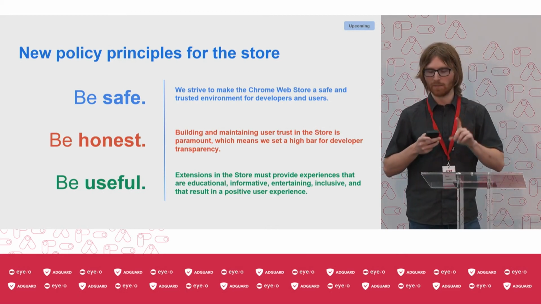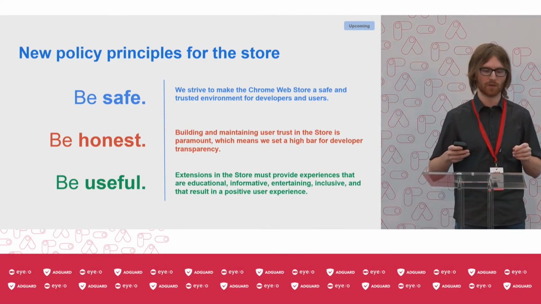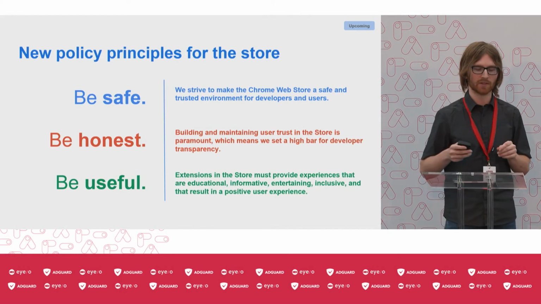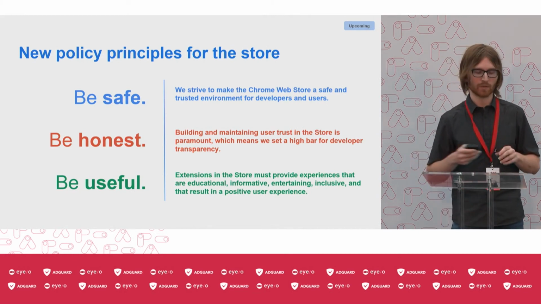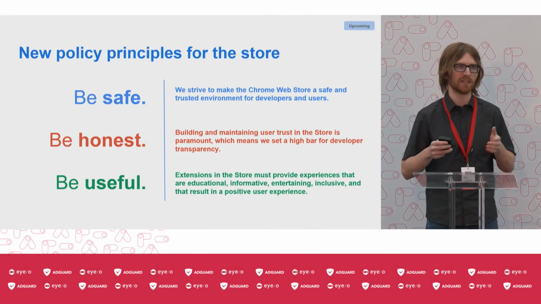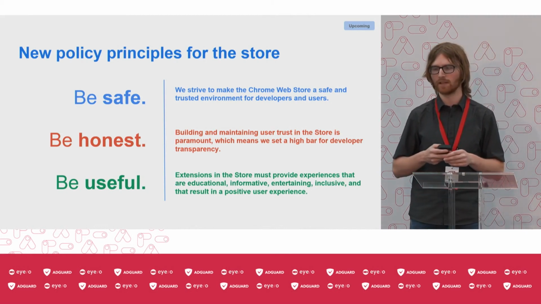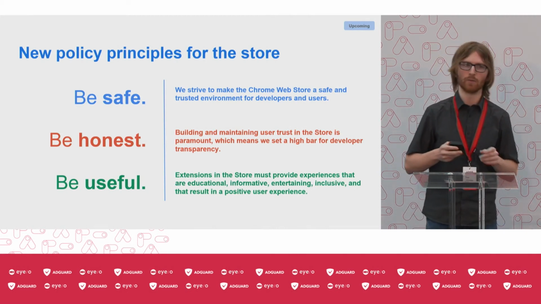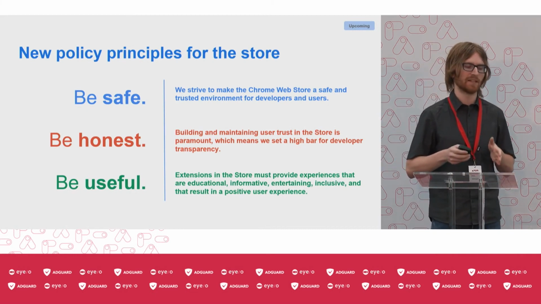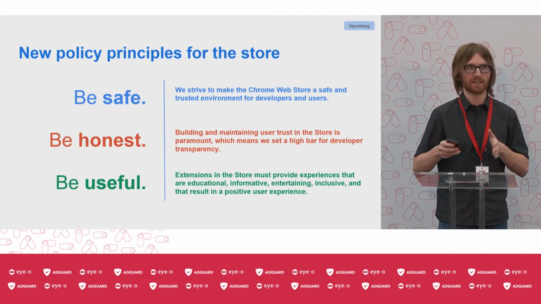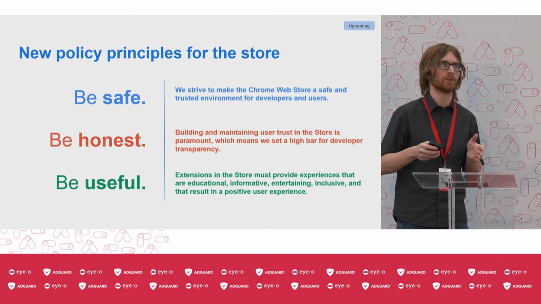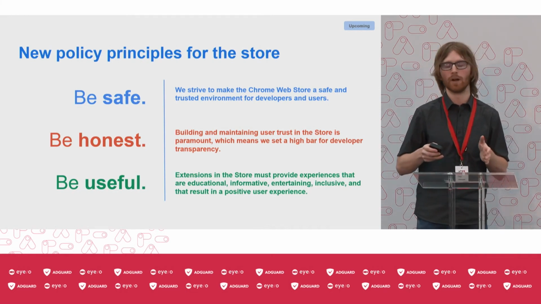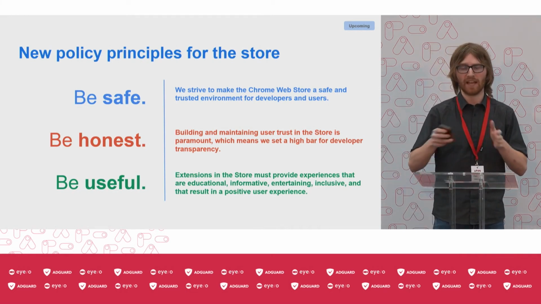The first is be safe. So we want to make sure the store is safe for both end users and developers. So for instance, we may take down extensions which use data improperly or are otherwise risky. Be honest, so we have a responsibility to maintain user trust. So for instance, we may take down extensions which do not clearly indicate what their actual behavior is.